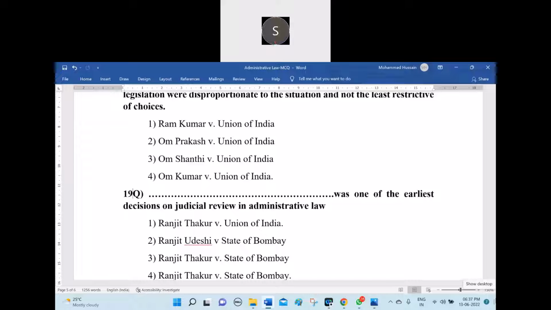Sir, options 2, 3 and 4, Number 2, sir. But the number 2, Ranjit Udeshi versus State of Bombay, is about the book Lady Chatterley's Lover. That book is banned. That is the Ranjit Udeshi case law in the IPC. Okay, sir, here answer is both 3 and 4. Answer is Ranjit Thakur versus Union of India. Number 1, Ranjit Thakur versus Union of India is the right answer for the 19th question. It was one of the earliest decisions on the judicial review in administrative law.